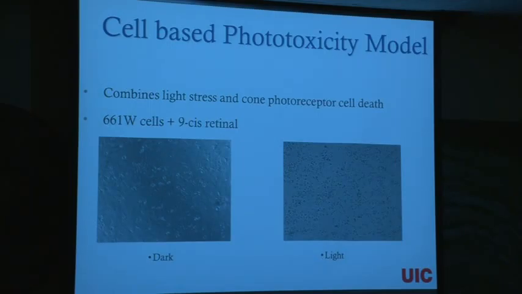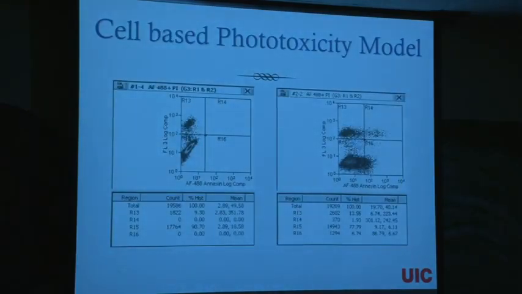And so what we decided, rather than pursuing genetic solutions to this issue, was to perform a chemical screen. And again, that was because of this multifactorial cell death that we were seeing, involving both apoptosis here as well as necrosis. This is dark and this is light.